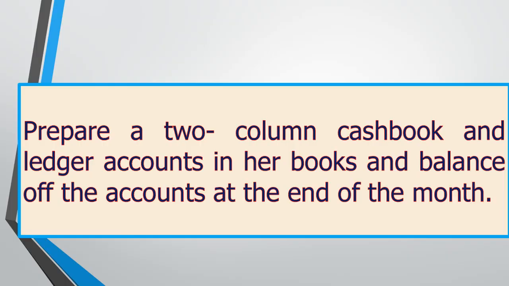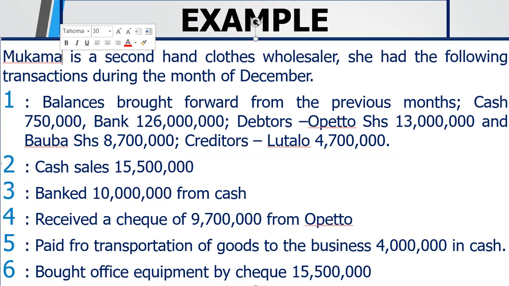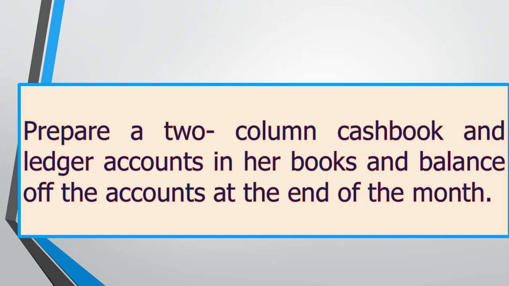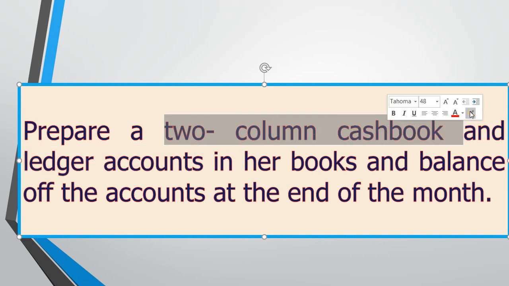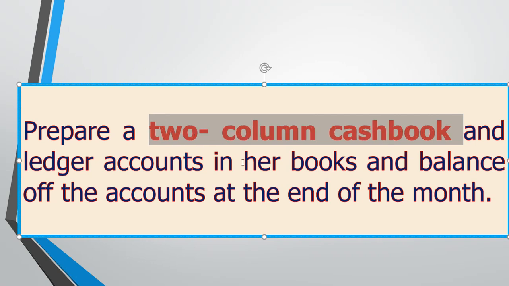in the books of Mukama. The question is talking about Mukama here, a business person. So we are required to prepare a 2-column cash book and ledger accounts in her books and balance the accounts at the end of the month. So this is required. But our emphasis, we want to look at a 2-column cash book. How does it look?